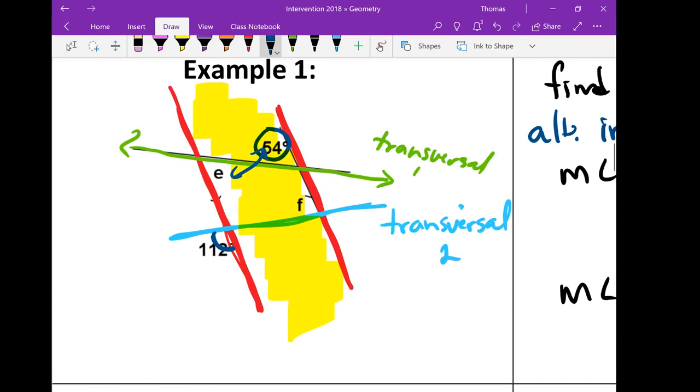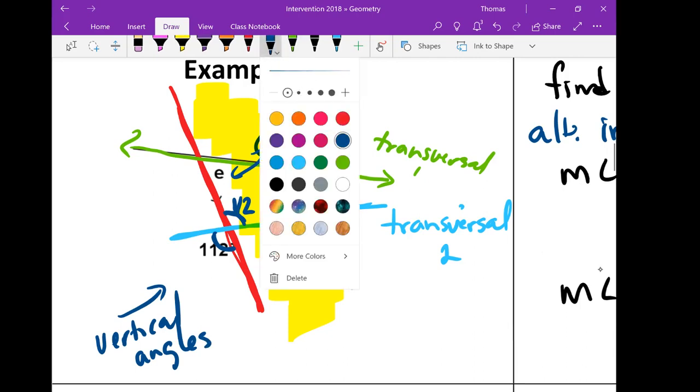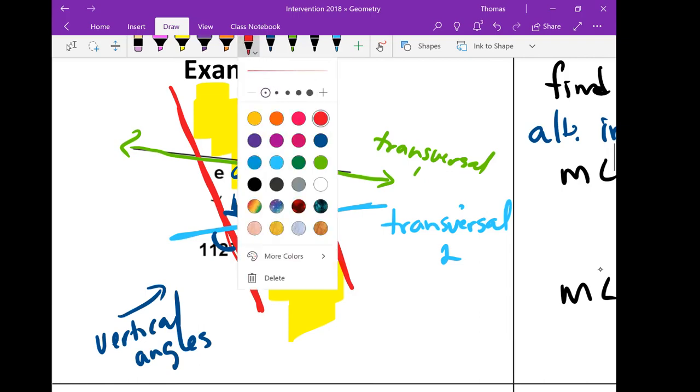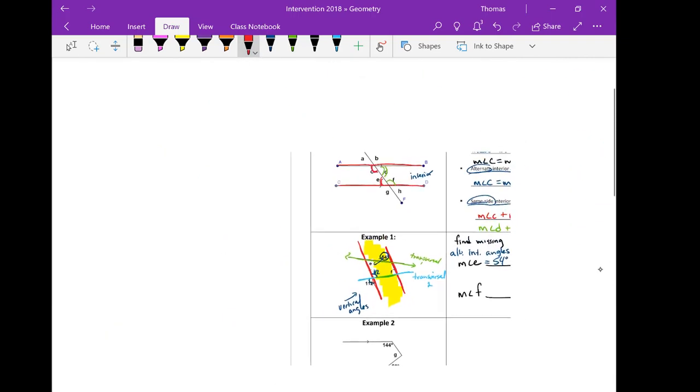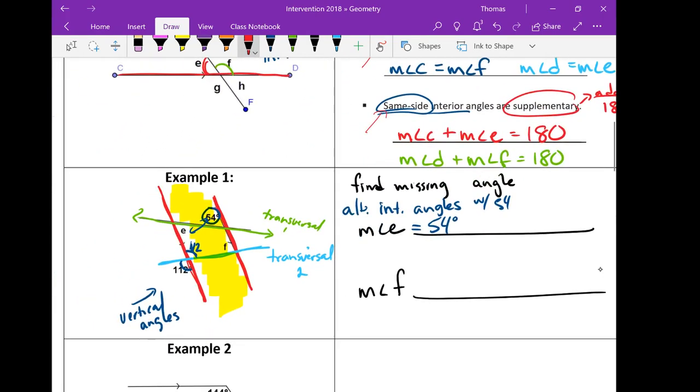I do notice that across from this 112, it's a vertical angle. And we know that vertical angles are equal. So I'm going to label that vertical angles. Make my pen a little bit smaller so we can see it. Vertical angles are equal, so 112 across. And then now we have both of our angles in the interior, and that's what our relationships were. We had alternate interior angles and same side interior angles. So let's decide what this is.